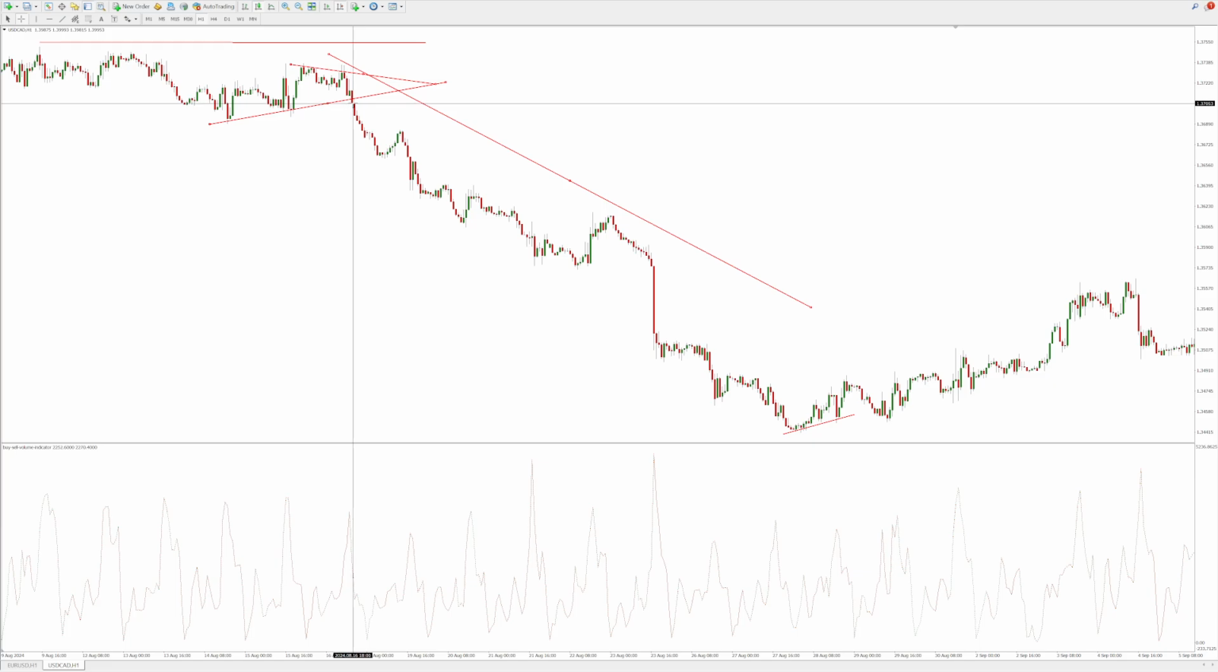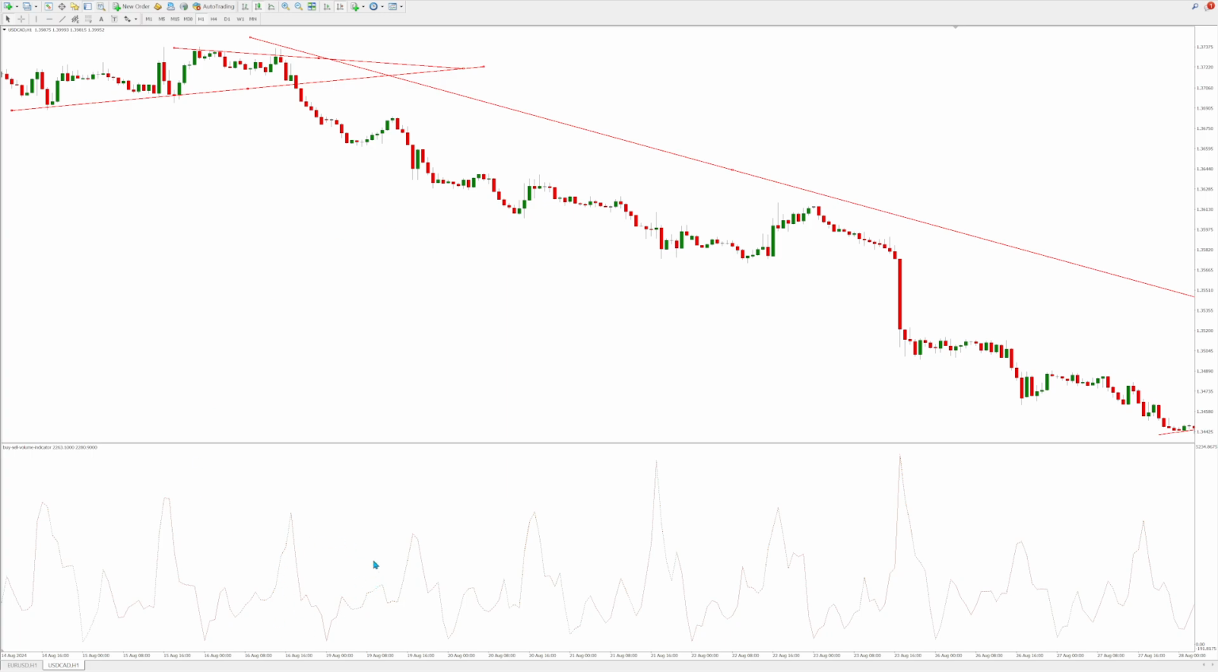Okay, so where does the buy sell volume indicator come into this, I hear you say? Well, don't worry, I'm going to get to that now. If I just zoom in for you, you can see the buy sell volume indicator here. Basically the higher it is, the higher the volume. Simple as that. Why is this important? Well, because it can tell us if the market is trending or ranging.